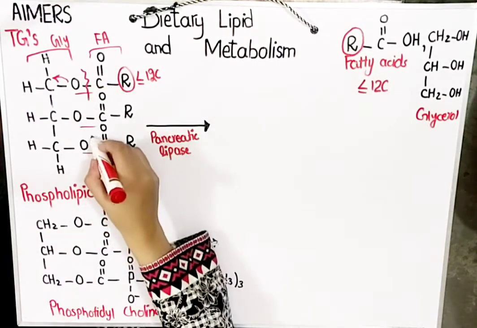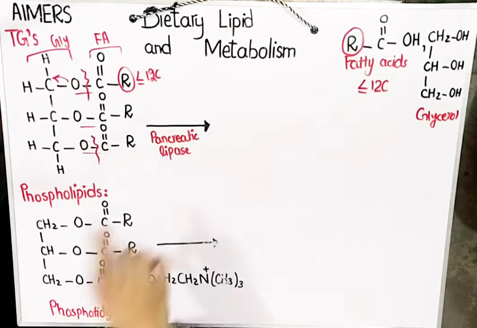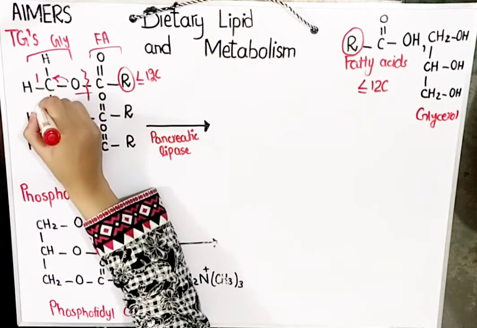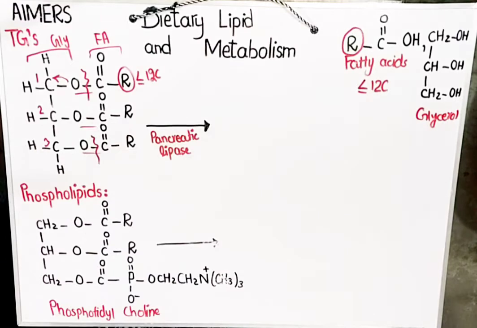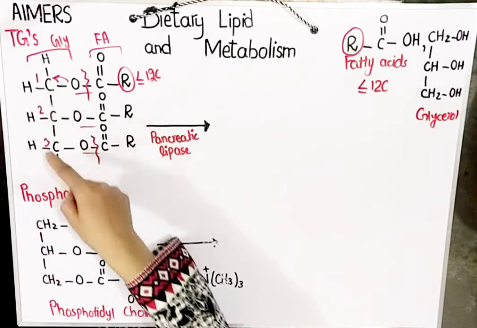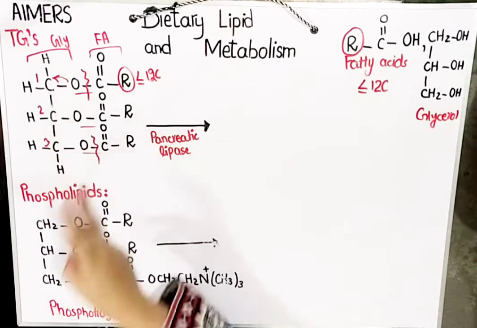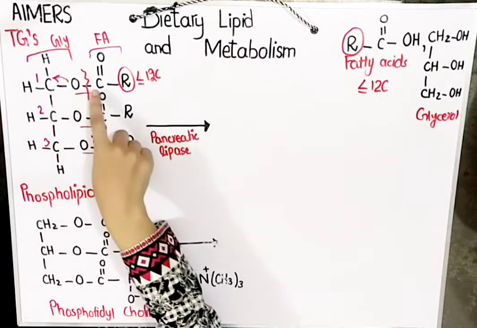Also, one more important point: this pancreatic lipase does not act on carbon number 2. This is carbon number 1, this is carbon number 2 and this is carbon number 3. It preferably acts on carbon number 1 and carbon number 3. So we will not break the bond of carbon number 2, we will only break the bond of carbon number 1 and carbon number 3. So I have broken the bond from here.